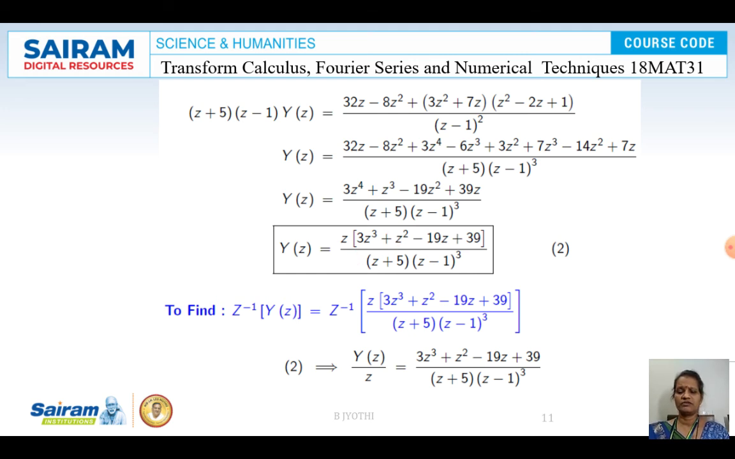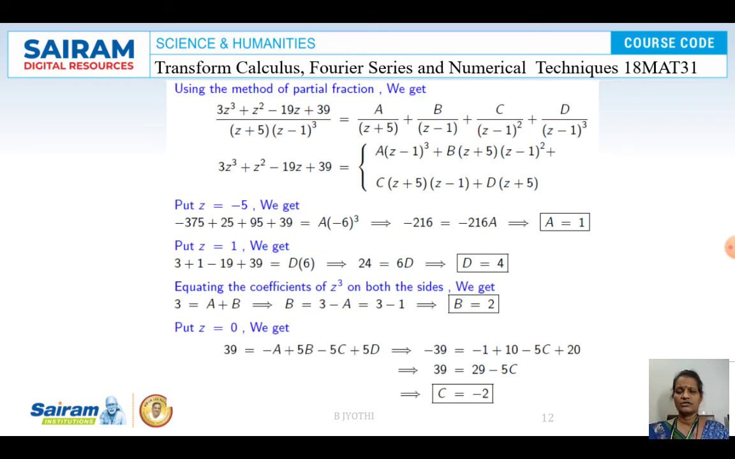Let us take the z inverse on both the sides. Before that, we will take this z to the denominator. Then we get Y(z) divided by z is equal to (3z cube plus z square minus 19z plus 39) divided by (z plus 5) into (z minus 1) the whole cube. Use the partial fraction method in order to find the values of a, b, c and d: a divided by z plus 5, plus b by z minus 1, plus c by (z minus 1) whole square, plus d by (z minus 1) the whole cube.